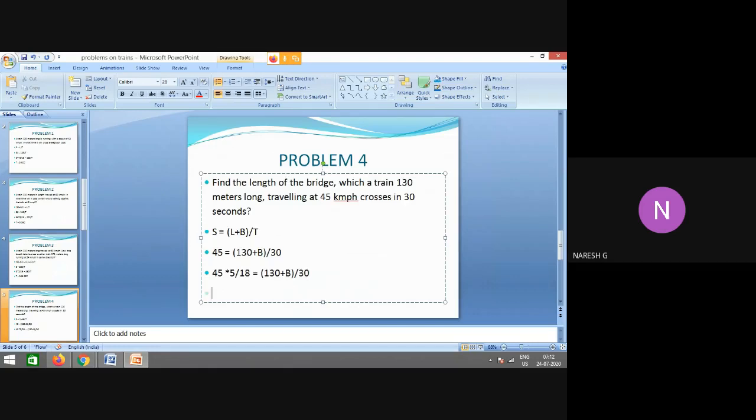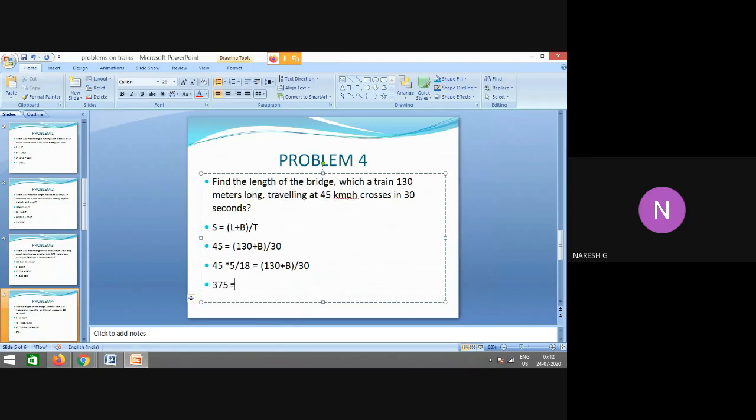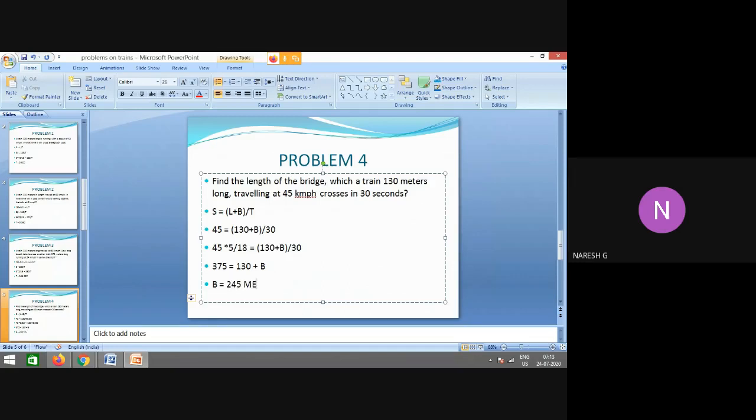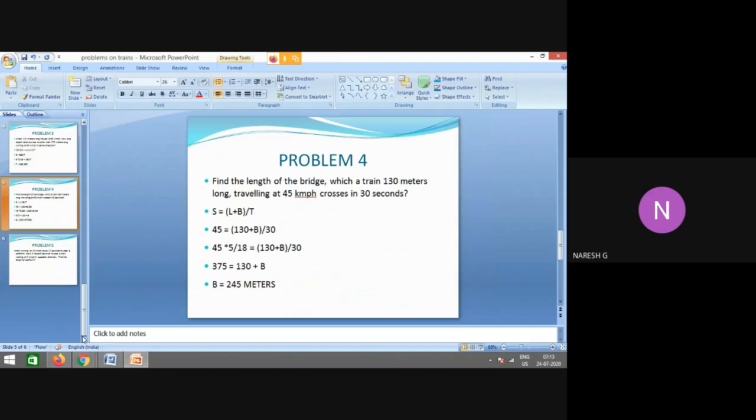So 375 equal to 130 plus B, just by cross multiplying we get the 375 value. Then B equal to 375 minus 130, that is 245 meters. So we got that the bridge length is 245 meters. Next problem.